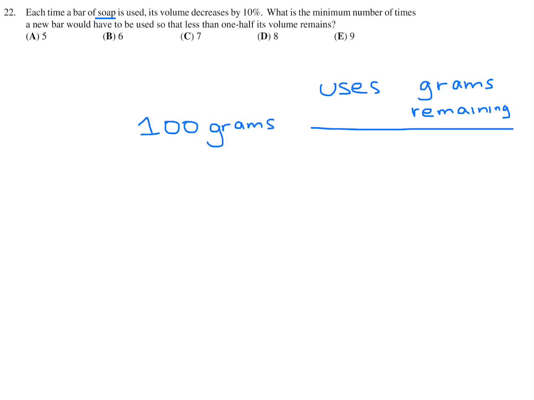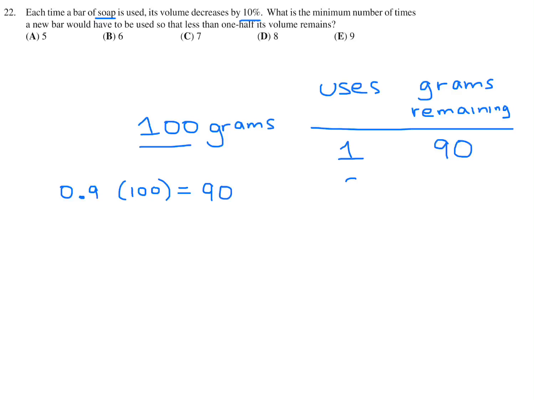So when you first start off, it's 100. After one use, you will lose 10%. So basically what you're doing is you're multiplying by 0.9 each time. And I'll do it on the side right here. So the first one, 0.9 times 100, is easy. That's just 90. So this is how many grams are remaining after one use.